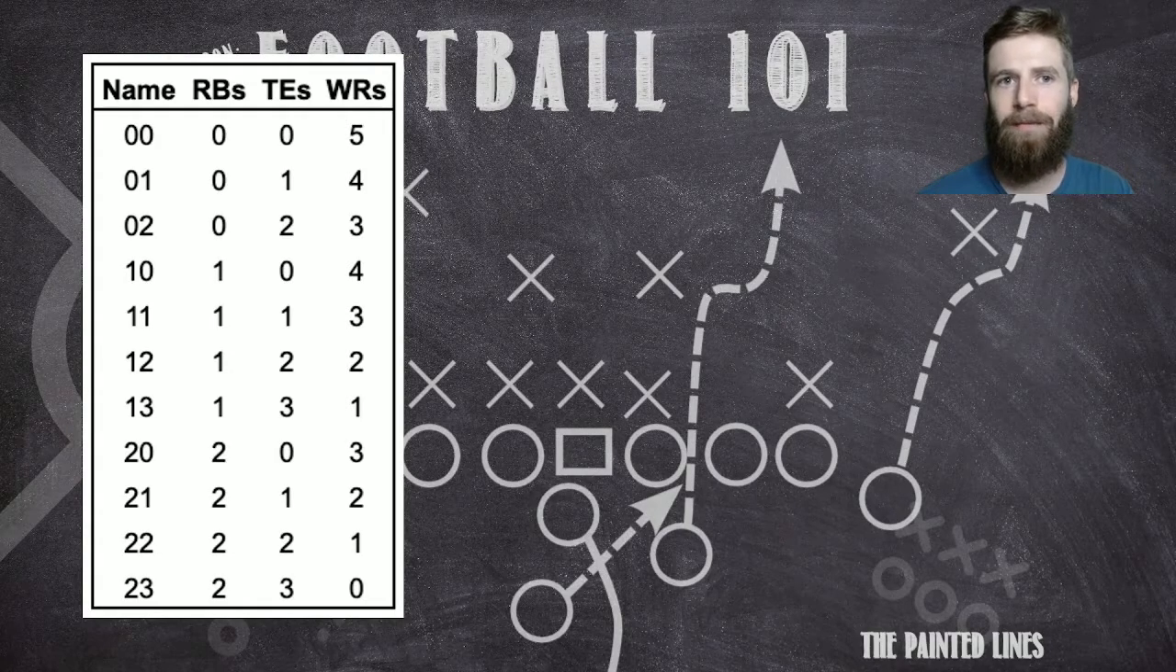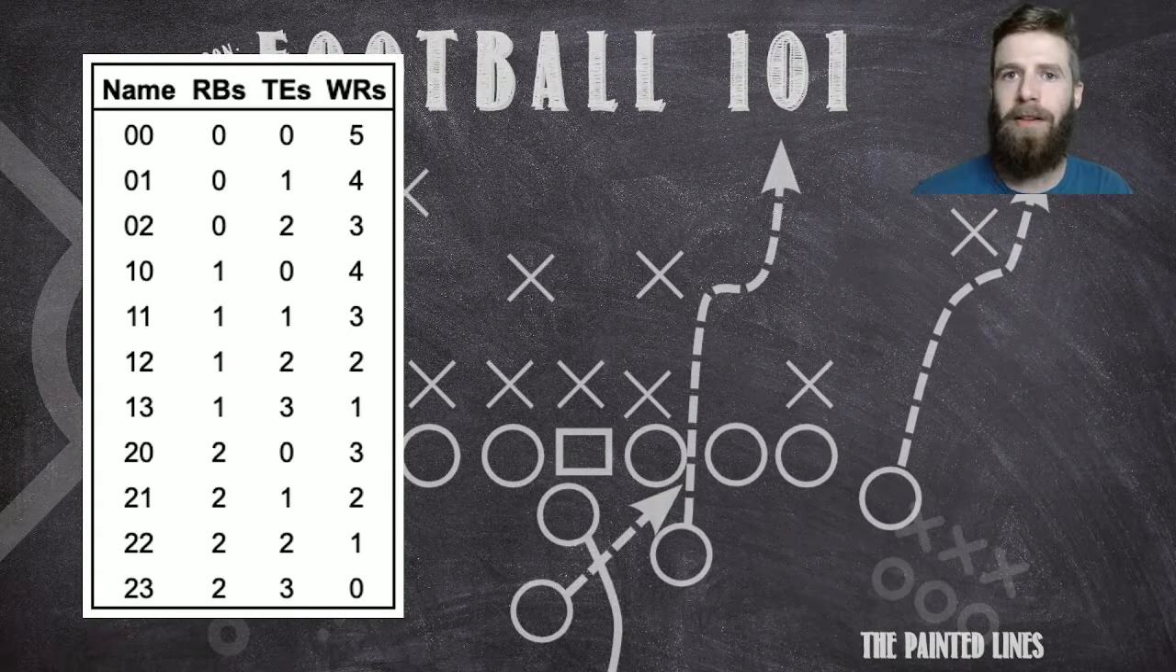So for example, 11 personnel is one of the most common personnel groupings. That means there is 1 running back, 1 tight end, and so that leaves 3 receivers. 12 personnel would be 1 running back, 2 tight ends, and 2 receivers, and so on. And there's other personnel groupings that aren't on this chart. Anything that starts with a 3, 31 personnel, that would be 3 running backs and 1 tight end, but that's incredibly rare. And so these are some of the common personnel groupings for the offense.